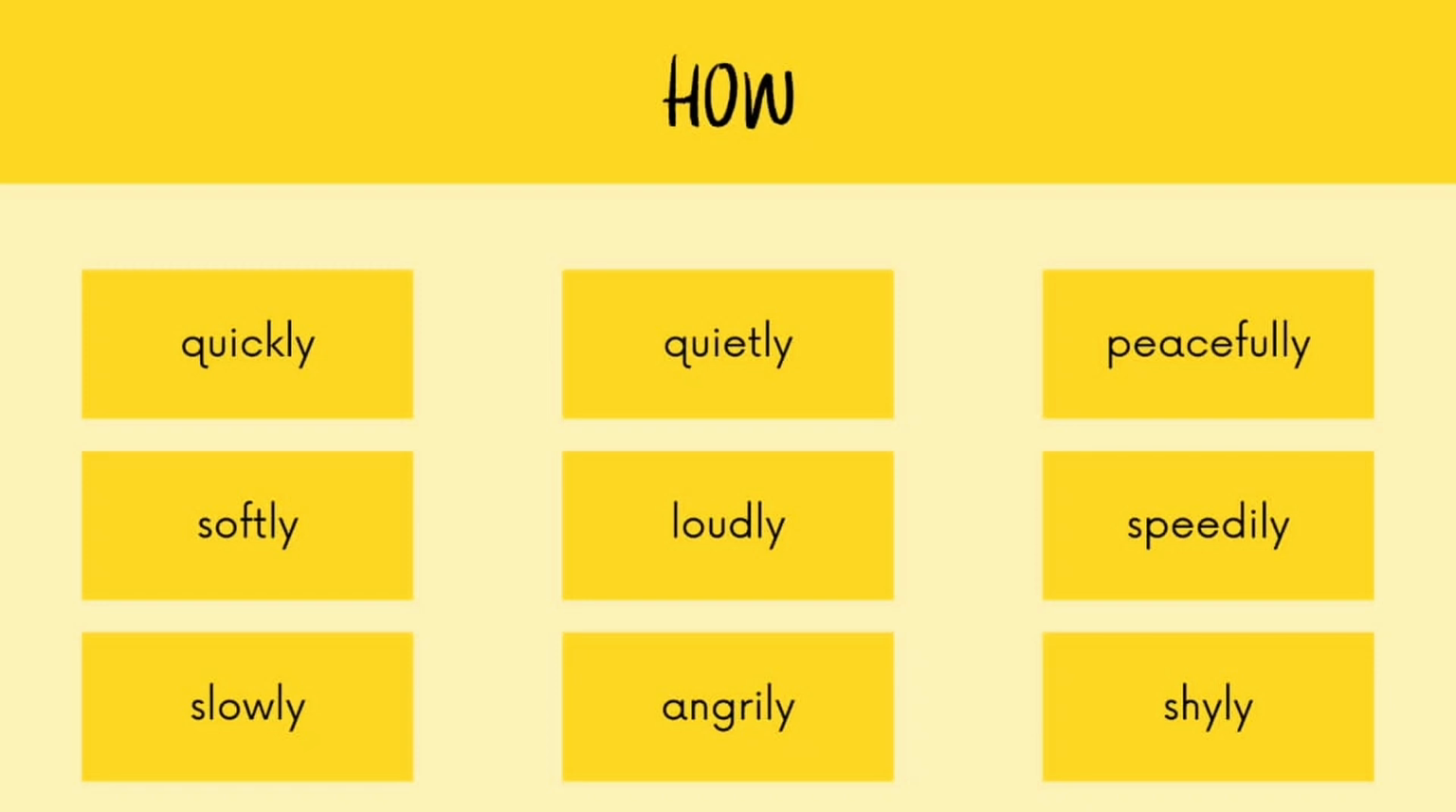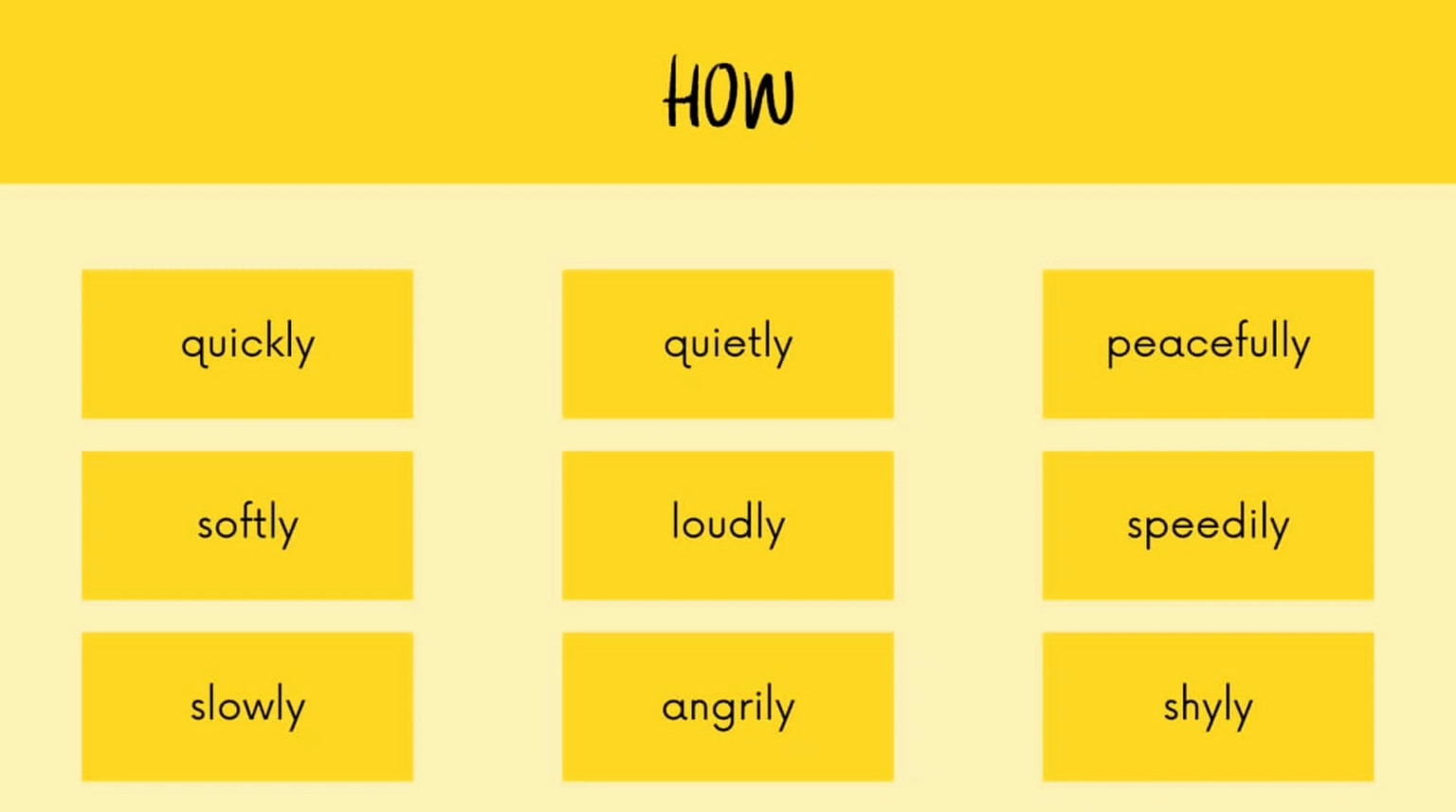Now let us look at some words that show how an action is performed. Quickly, softly, slowly, quietly, loudly, angrily, peacefully, speedily, shyly. These adverbs are called adverbs of manner. They tell us how something is done, how an action is done, or how an event happened. Adverbs of manner are formed by the addition of the suffix ly to the adjective. Remember, suffixes are added at the end of words to create a new word. So the suffix ly is usually added to an adjective to create an adverb of manner.